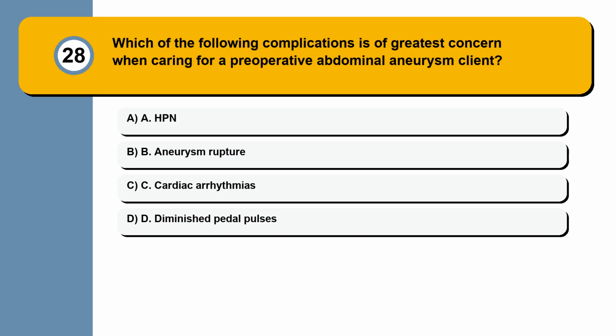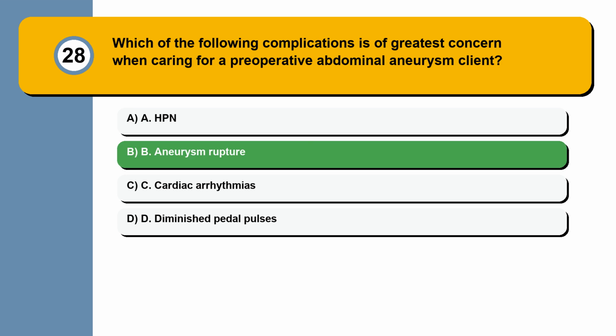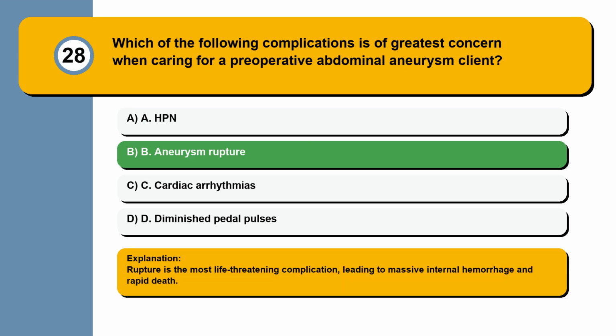Question 28. Which of the following complications is of greatest concern when caring for a preoperative abdominal aneurysm client? A. HPN. B. Aneurysm rupture. C. Cardiac arrhythmias. D. Diminished pedal pulses. Rupture is the most life-threatening complication, leading to massive internal hemorrhage and rapid death.